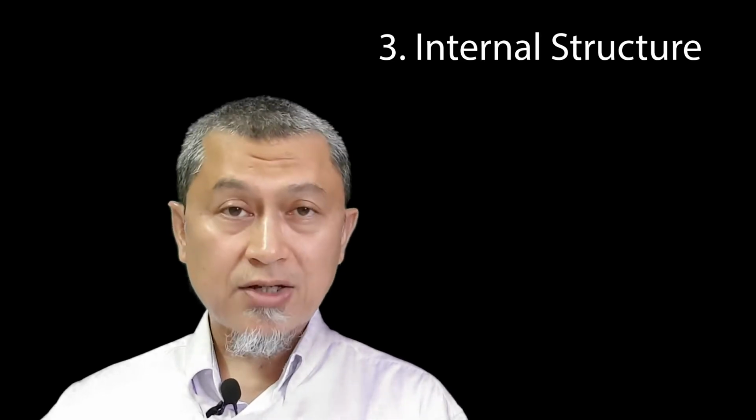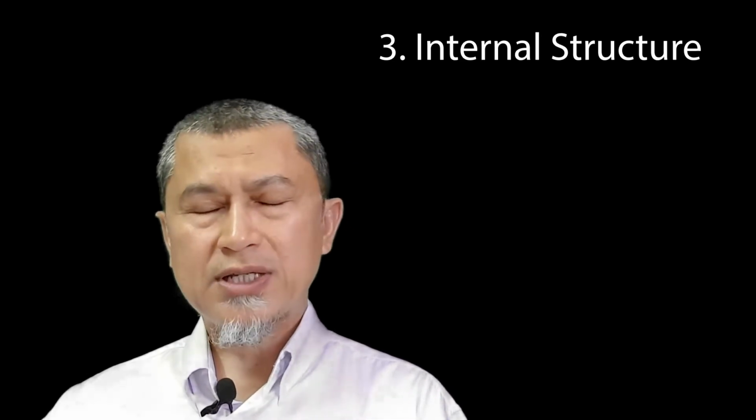The third source of evidence is the internal structure. This is the more statistical part, where people talk about the reliability, Cronbach's alpha, inter-rater reliability, and so on and so forth.